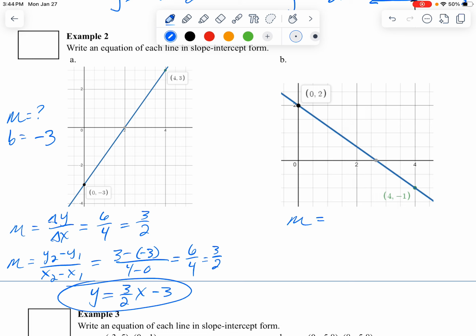Slope. We know we've got a negative slope now because it's going down and away. So I'm going to count, change in y, 1, 2, 3. Change in x, 1, 2, 3, 4. So negative 3 over 4. My y-intercept is at 2. So my equation, y equals negative 3/4 x plus 2.